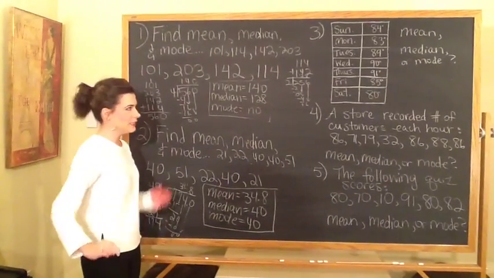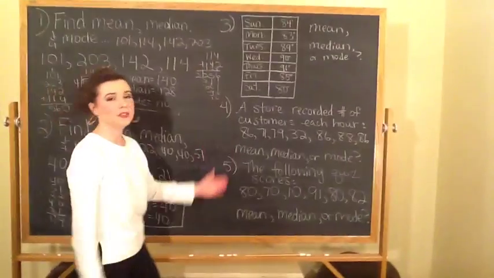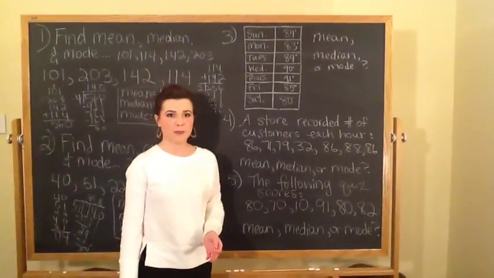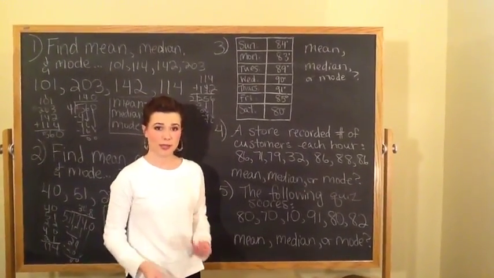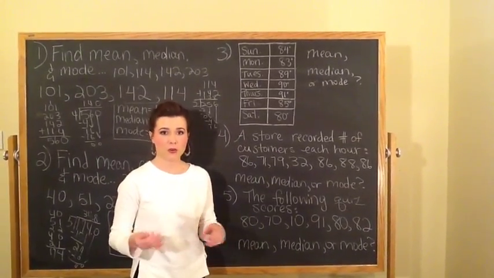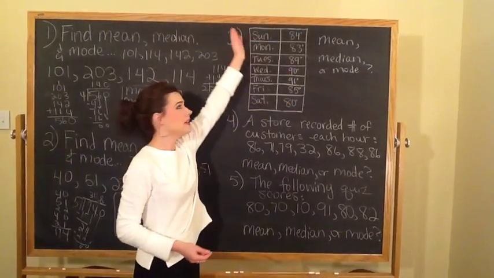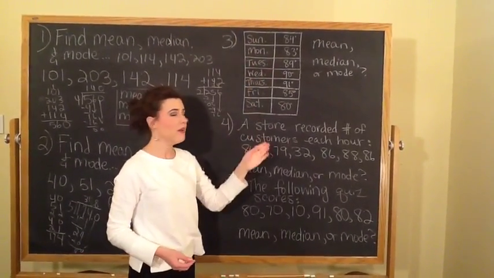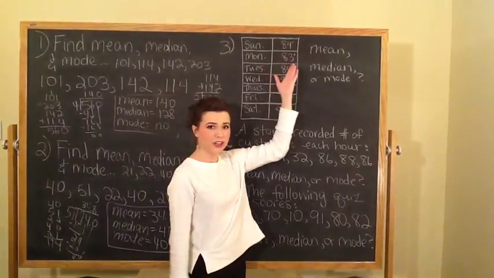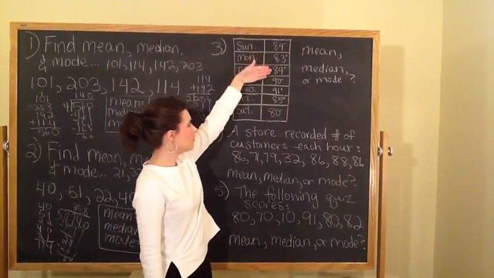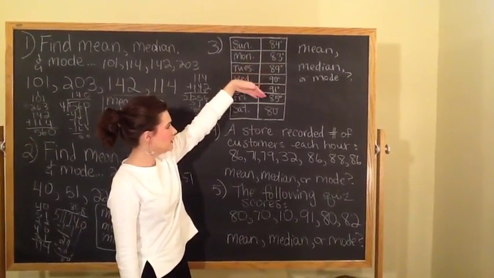Okay, let's go ahead and transition a bit. We're going to look at 3 examples over here, and in each of these examples we're going to choose which one is the best to use: the mean, the median, or the mode. Okay, number 3. We are given a chart, and basically it's the average temperature per day. And so let's look at our numbers. We have 84, 83, 89, 90, 91, 85, and 80.